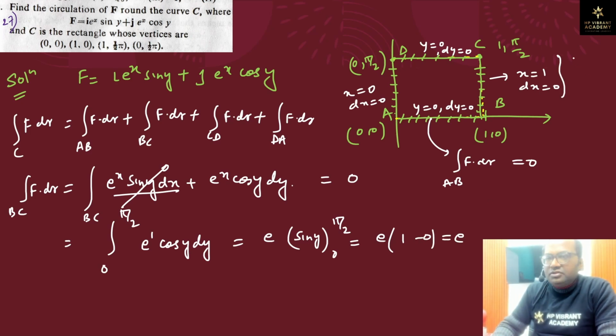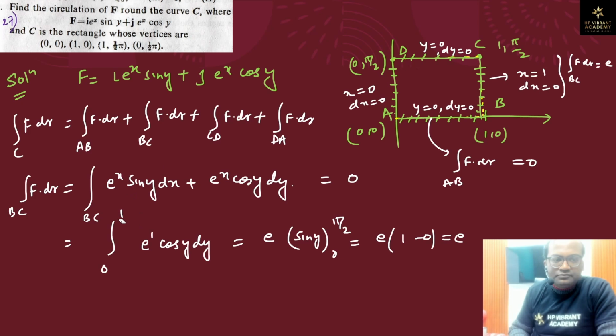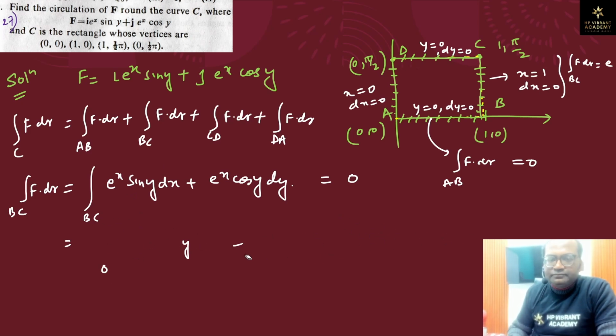So here the integral along BC of f dot dr is equal to e. Okay. Now let us find along CD. Let us find along CD.